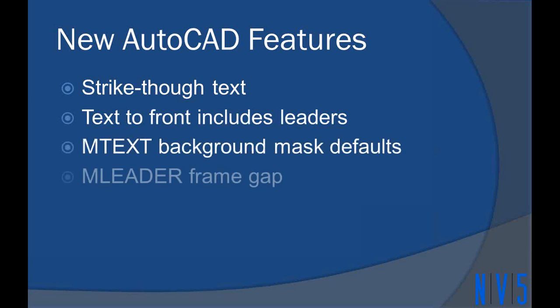Some text enhancements. You can now strike through text, so not only can you underline text and overline, but they have a strike through. The draw order text to front command will now not only move all your mtext and text, but it'll also grab all of your multi-leader objects and bring them to the front as well. Mtext background masking keeps the default, so you set up one mtext, you can do it to the other.